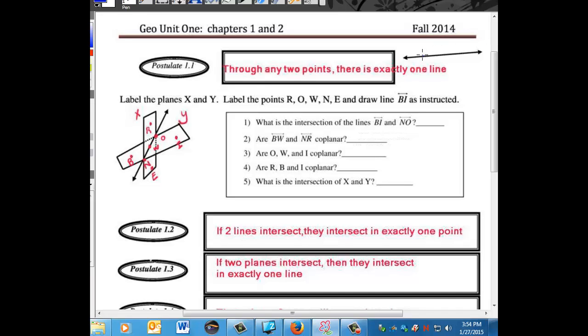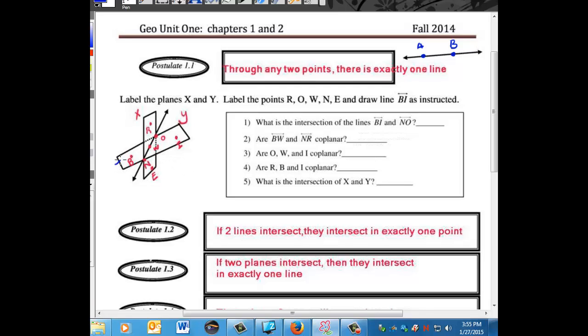Alright, so let's put point A on this line. And I'll put point A right here. And we'll put point B on the line as well. And doing 2 points, we can draw a line, and it's line AB. Moving down below to our 2 planes, here we have plane X and plane Y. And we're being asked, what is the intersection of line BI and line NO? Well, I don't see line BI, so we have to draw in line BI ourselves.